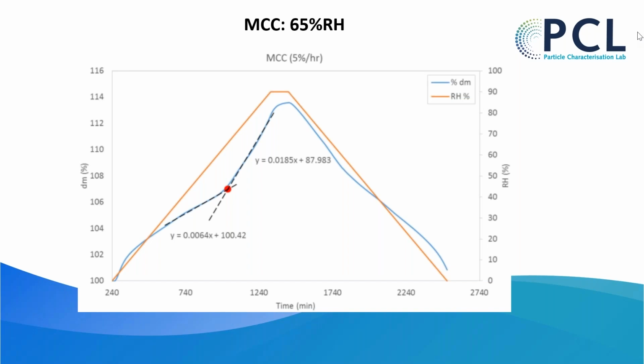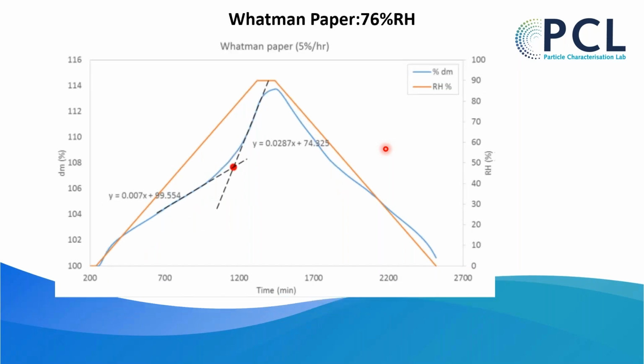We can interrogate that data and determine a very clear humidity for the TG at 25 degrees of 65% RH. Below 65% is glassy, above 65% humidity is a rubbery material. And this is Whatman filter paper, which you use in the lab. Its RH is quite high, about 76% at room temperature.